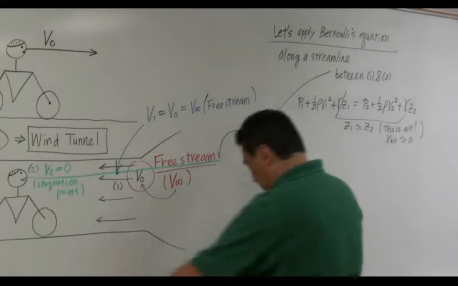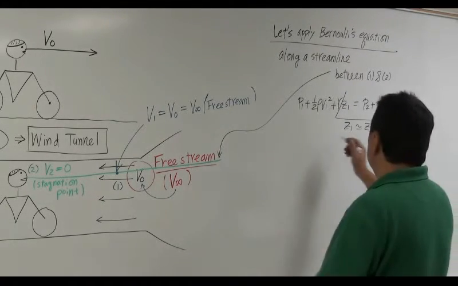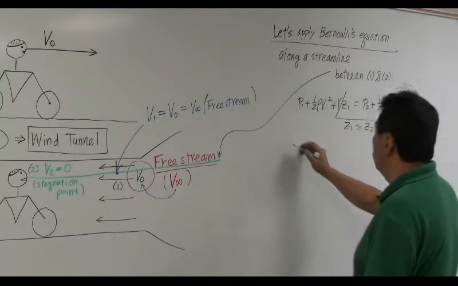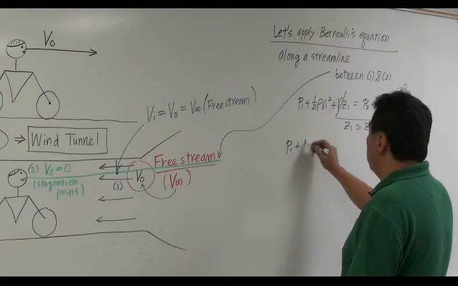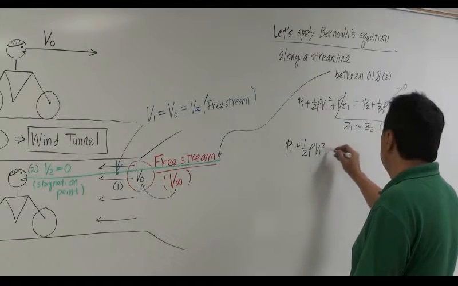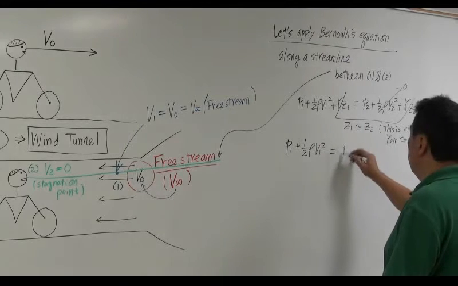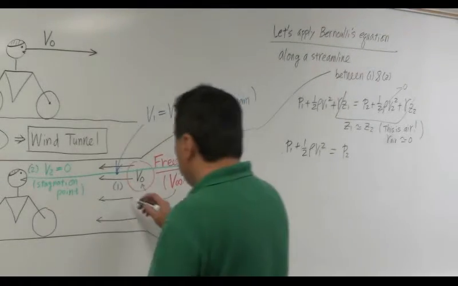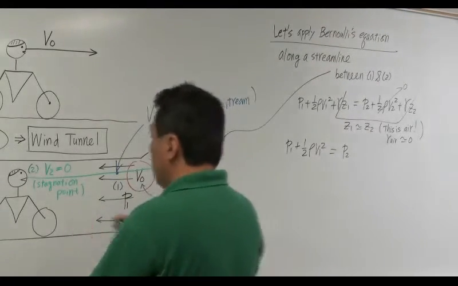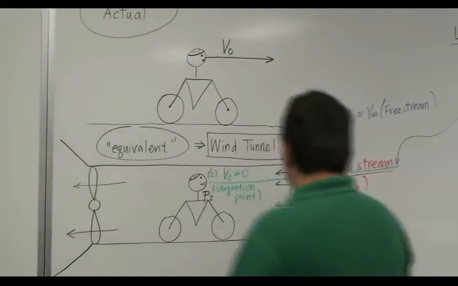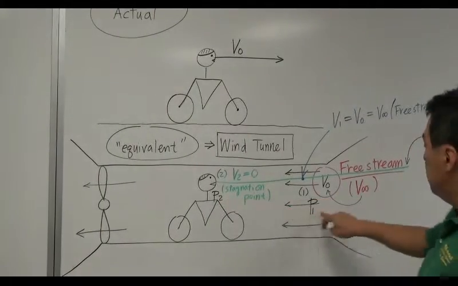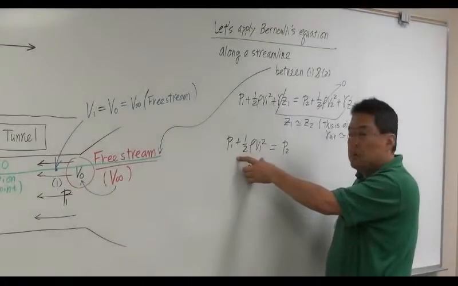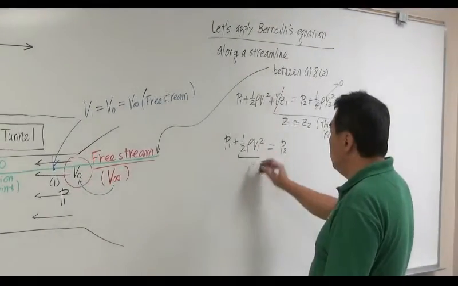Anyways, this equation leads you to the fact that because V2 is 0, we can say P1 plus 1/2 rho V1 squared is equal to P2. So right here, pressure is P1. Right here, pressure is P2. P2 is much higher pressure than P1. How much higher? This much higher, because you're moving, you're going to add a dynamic pressure component.